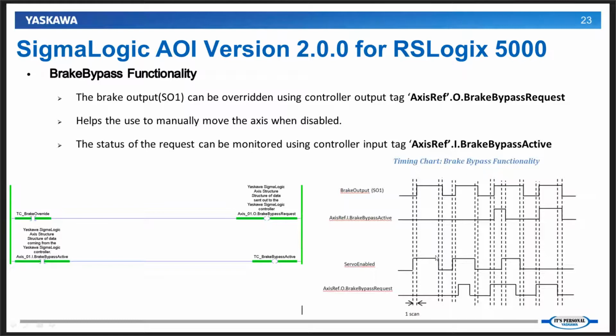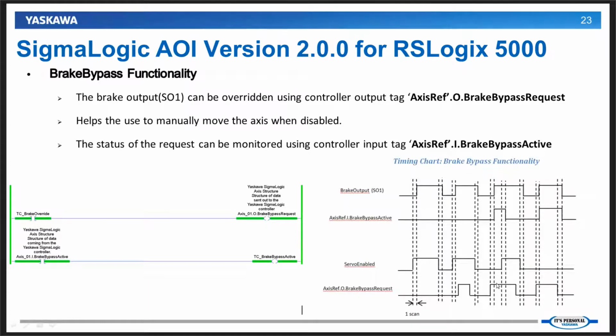This is very important because when your servo is already enabled, the brake bypass request makes no difference because the brakes are already disengaged and you cannot disengage the brakes. But when the servo is disabled, the brake bypass request gets executed and brake bypass active comes on, as you can see.